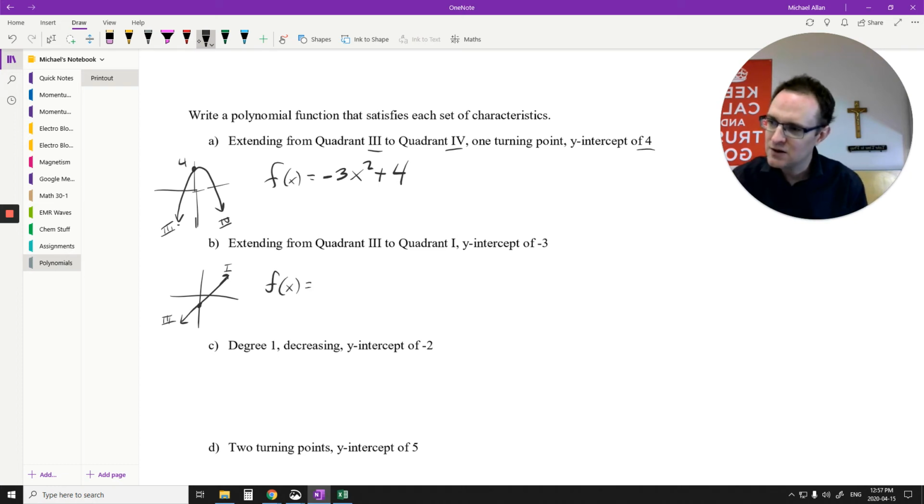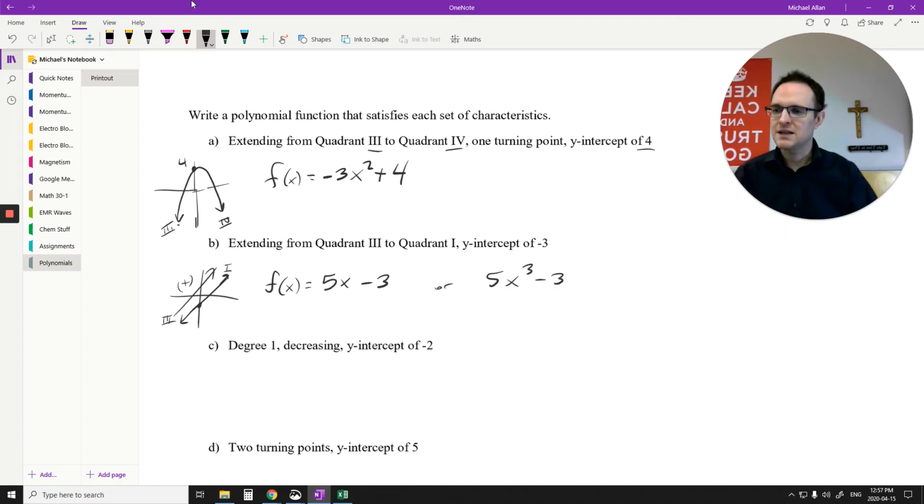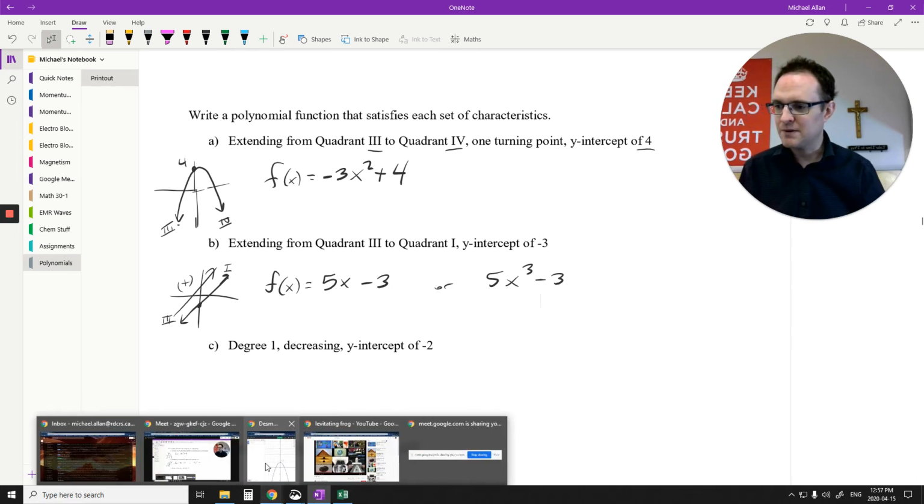So if I want a linear graph, it's going from 3 to 1. So this is the positive direction. That's going to have a positive leading coefficient. So let's say 5x. And I want a y-intercept of negative 3. So I'm going to have a constant of negative 3. I could have done this as a cubic if I wanted to. I think I get the same result. We get a different shaped graph, but I get the properties it's looking for here.